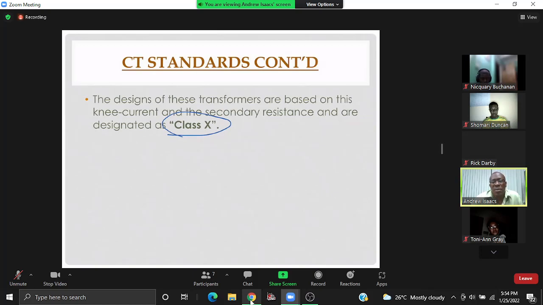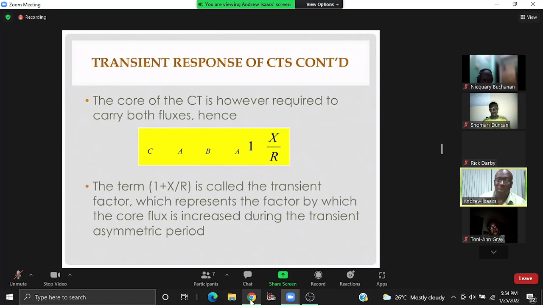And what we are left with, which is where I am at with this formula that is not showing properly, is that phi c is equal to phi a plus phi b, which is equal to phi a into 1 plus X over R.